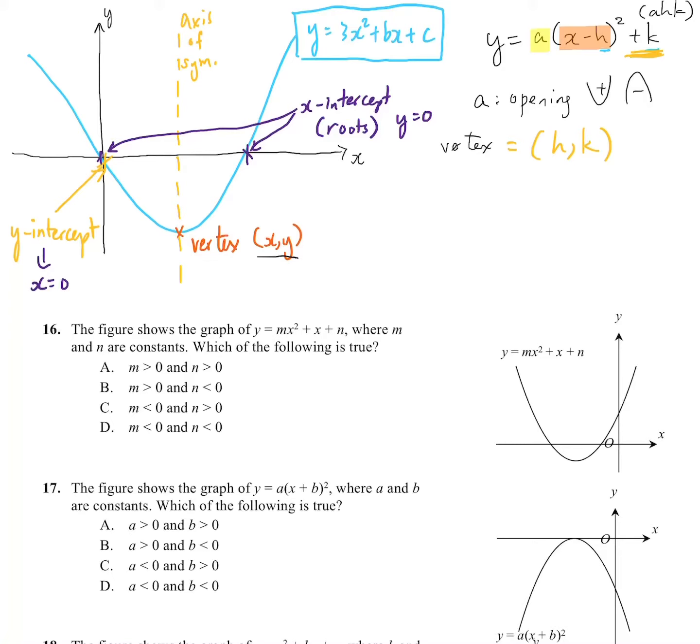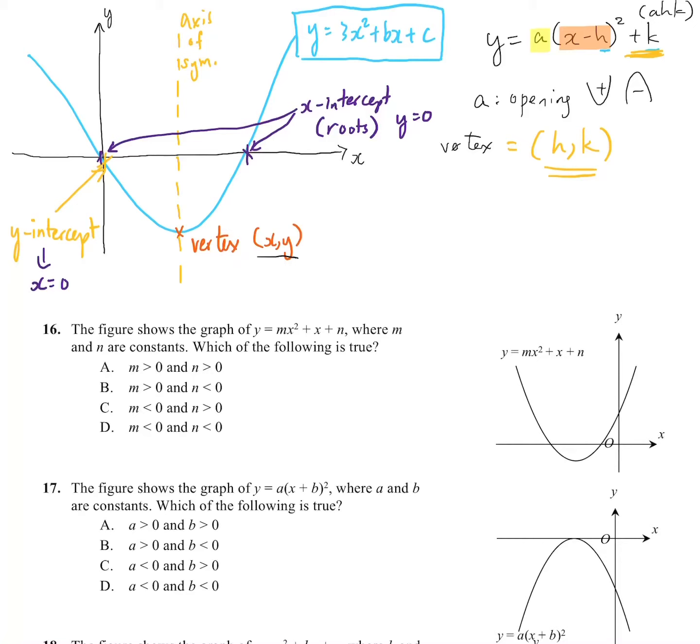Okay, so that's all you will have from the AHK form, because this is actually completing the square. If you want to convert the ax squared plus bx plus c form into AHK form, you need to learn completing the square. And completing the square can allow you to find the vertex directly from the equation itself.